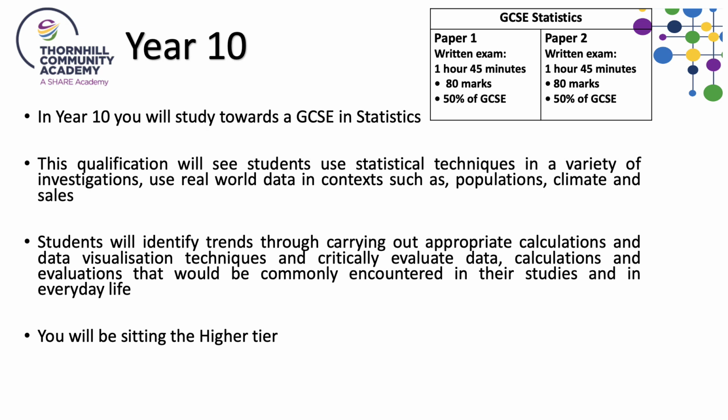It is assessed with 2 written exam papers. Those will be done at the end of year 10, and both of those papers are 80 marks and count for 50% of your GCSE. So a paper 1 and a paper 2, both weighted 50%. That's what you'll be studying in year 10. At the end of year 10, you'll do your GCSE examination.